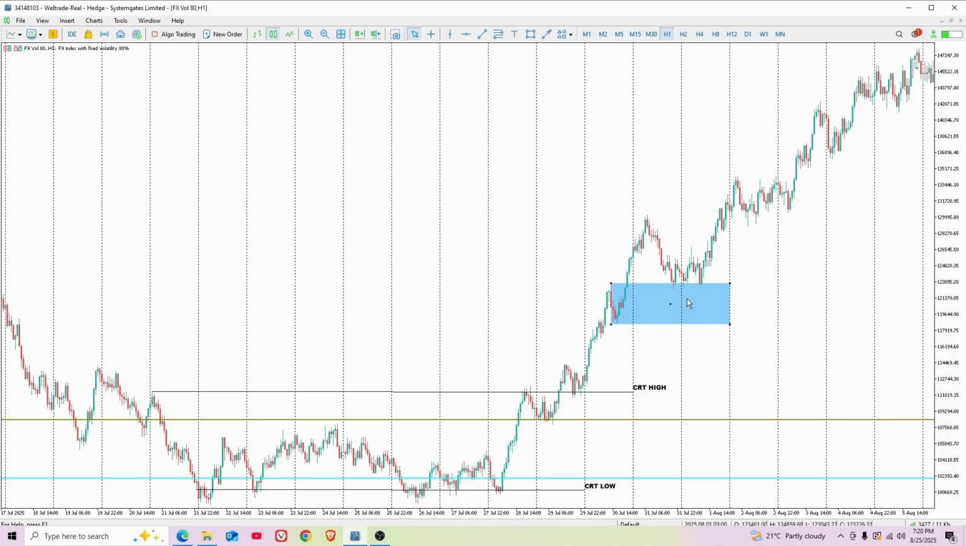Then it tapped into our key level, and then it pushed out. You can see right there, I was looking for an entry on a lower time frame. I think I have shared a scalping video in this channel, teaching you how to trade the 15 minute order blocks.